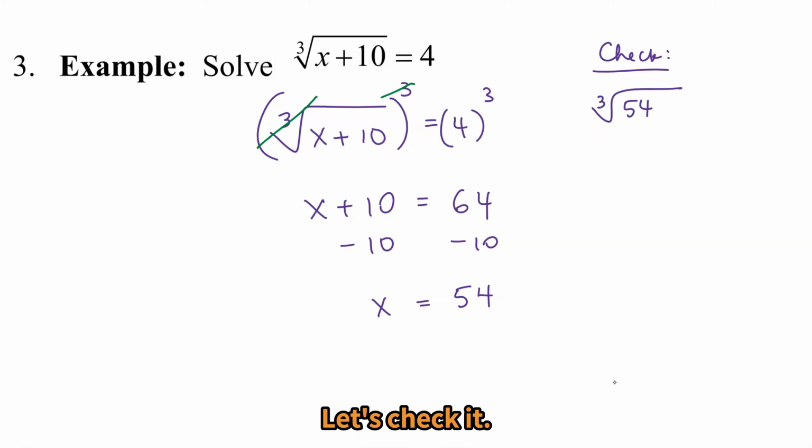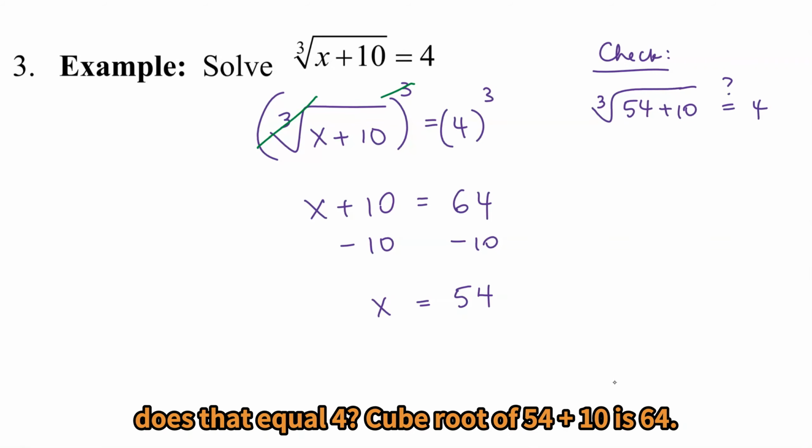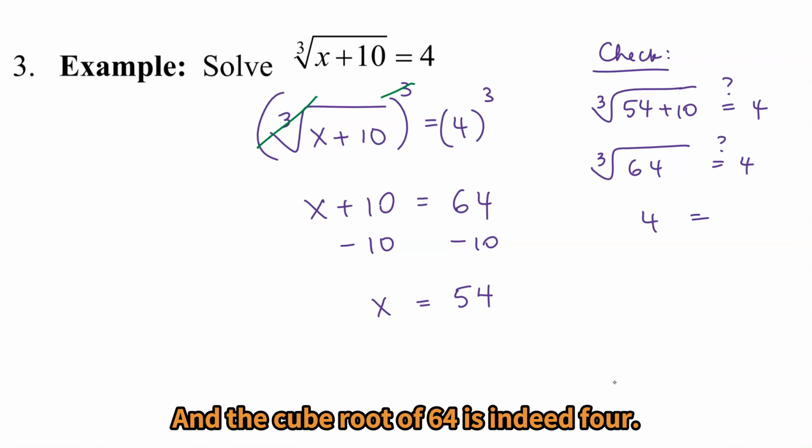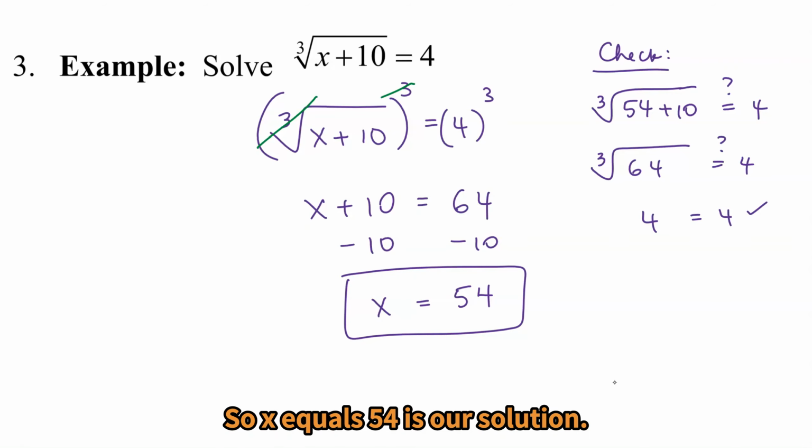Let's check it. The cube root of x plus 10, does that equal 4? The cube root of 54 plus 10 is the cube root of 64, and the cube root of 64 is indeed 4. So x equals 54 is our solution.